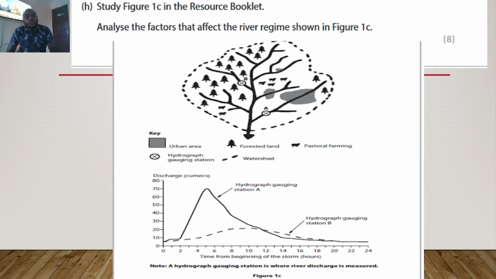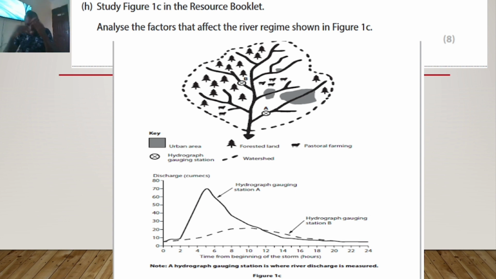Okay, talk about what a river regime is, and talk about some of the factors that affect this regime, and then explain all those factors, and then refer all these factors that we've talked about to what is there in the resource booklet. Prove from the resource booklet, is it mentioned? And then by doing that, you are going to get your whole 8 marks, because you've discussed everything. That's an analyzing question. Make sure you discuss everything.